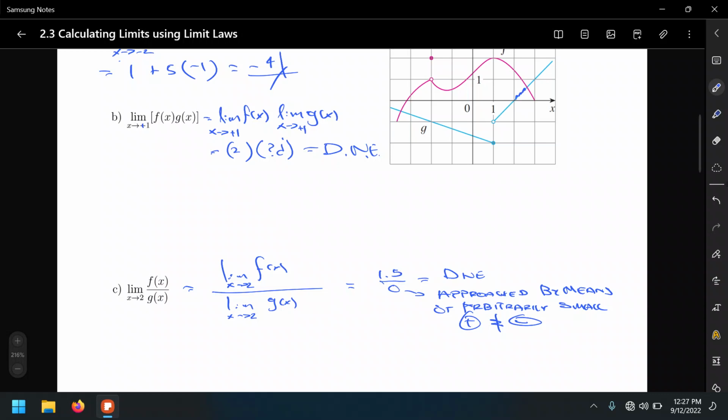What's positive over positive? Positive, right? What's positive over negative? Negative. So, just to clear it up really quick, if we were doing the limit of x to either direction, we wouldn't get D and E, right?